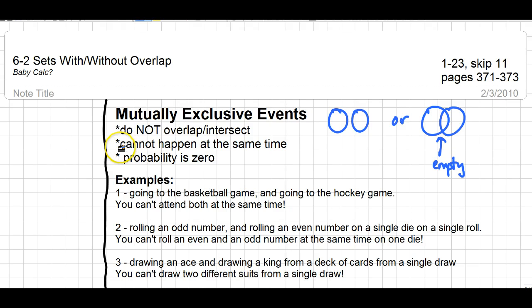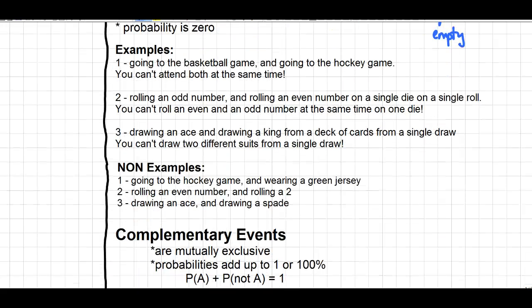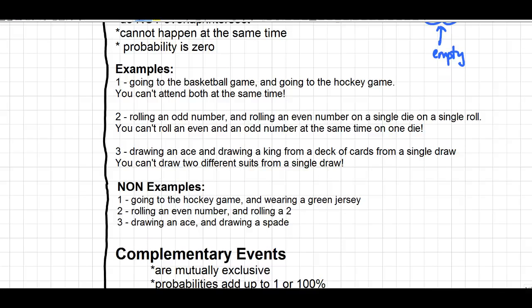What that means in terms of real life and probability is that they can't happen at the same time, and the probability of those events happening together is going to be 0. So what we're going to do next is just read through a bunch of examples and non-examples of mutually exclusive.